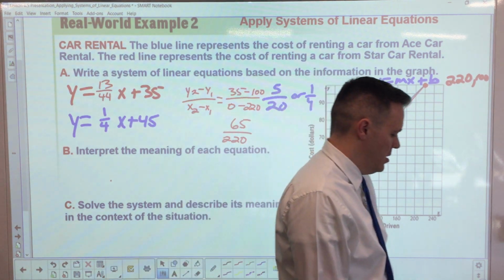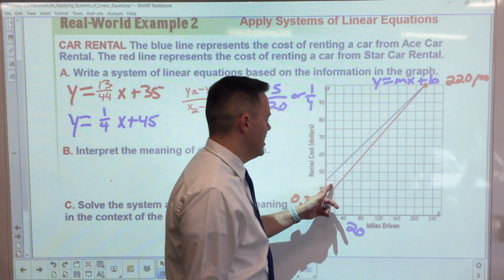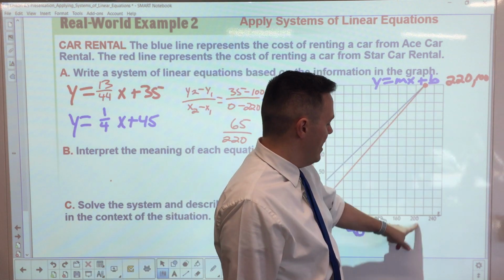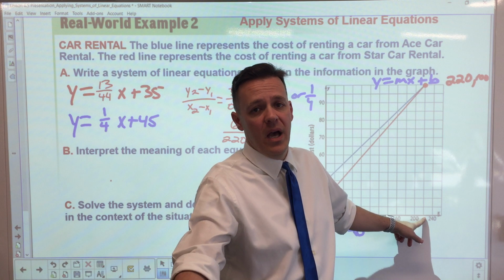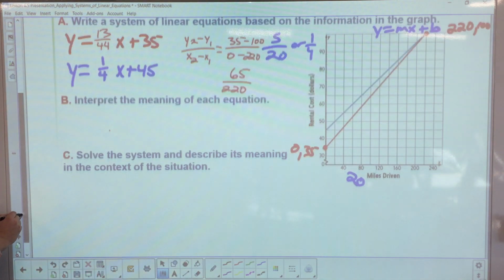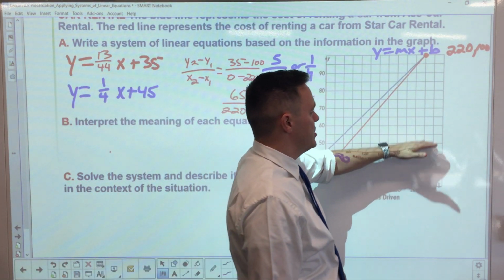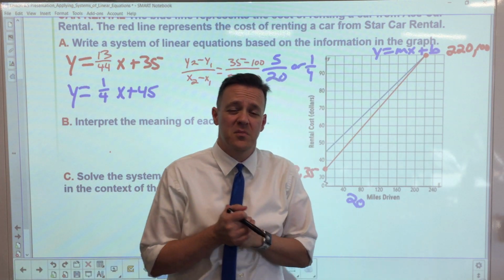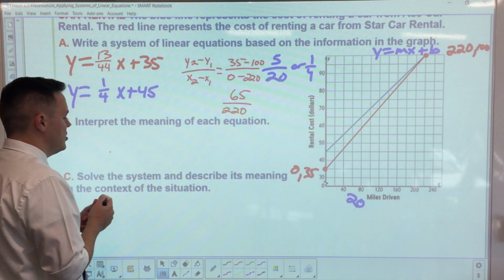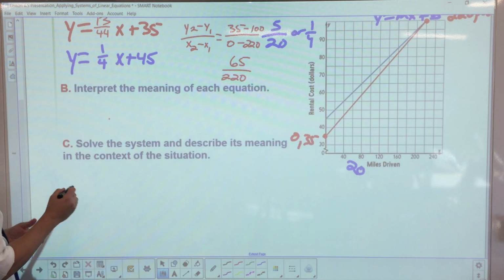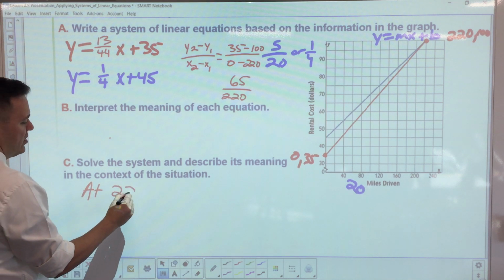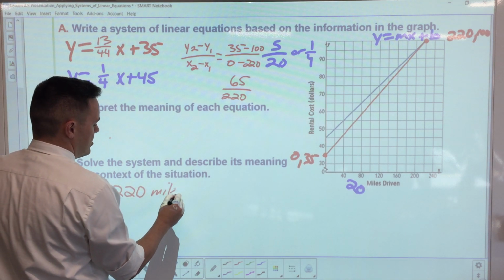Now, what does it mean? Well, what it means is that the blue one is more expensive than the red. The red is a pretty sweet deal until you drive this car 220 miles. Please make sure you can read the difference between the two graphs. If I were to go beyond 220 miles, which one of these car rental places is more expensive? Because of the slope, it would actually be the red one. So please make sure you got that. And then solving it, you would know that at 220 miles, they are the same price, okay?